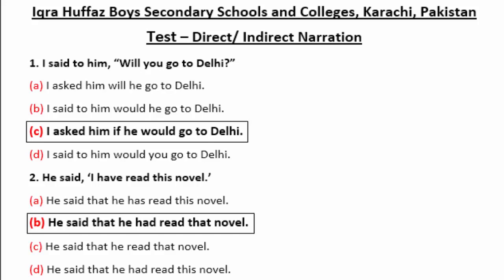Sentence number 2. He says, I have read this novel. You can see the reported speech is given in present perfect. So whenever we convert a direct sentence into indirect sentence, we change the tense from present perfect to past perfect. And you can see option number B is the only correct option out of these 4.